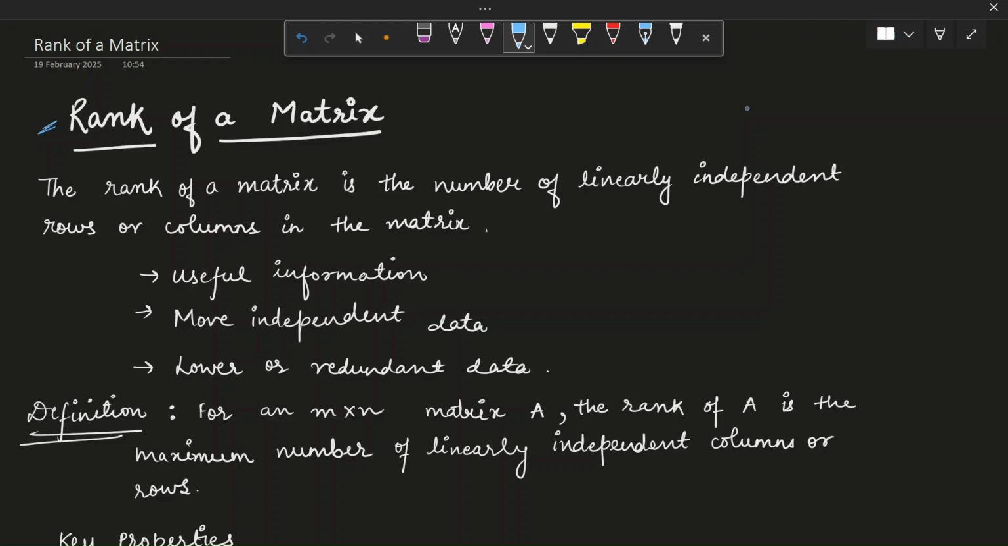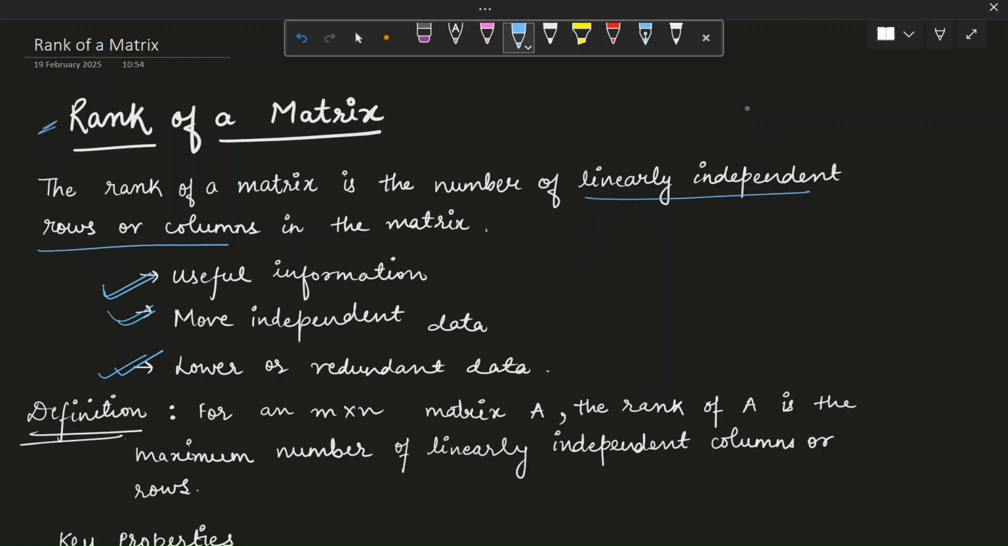Now, what is actually the rank of a matrix? The rank of a matrix is the number of linearly independent rows or columns in the matrix. So it tells us how much useful information that matrix contains. A higher rank means the matrix has more independent data. A lower rank means the matrix has redundant or dependent data.